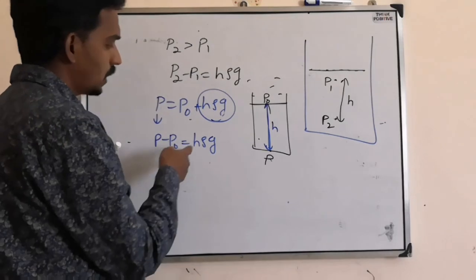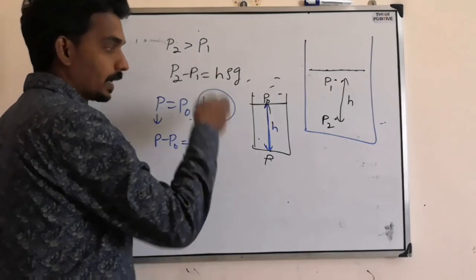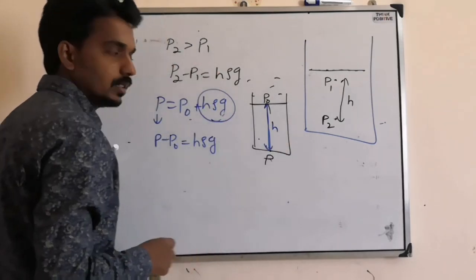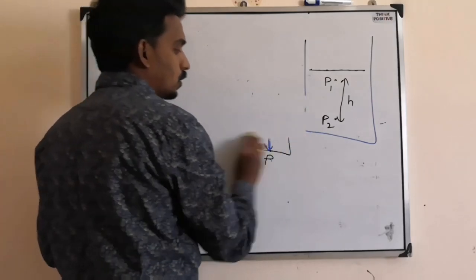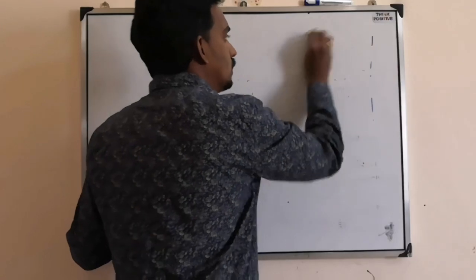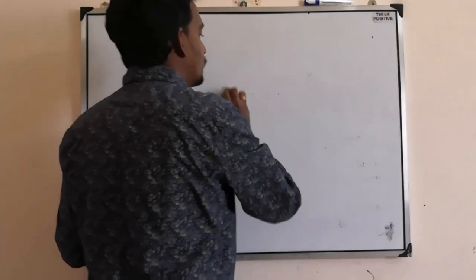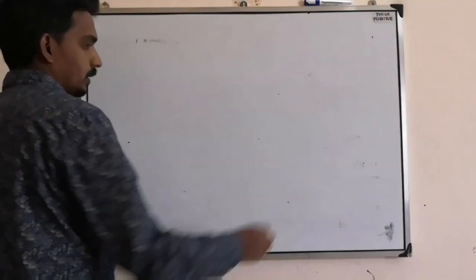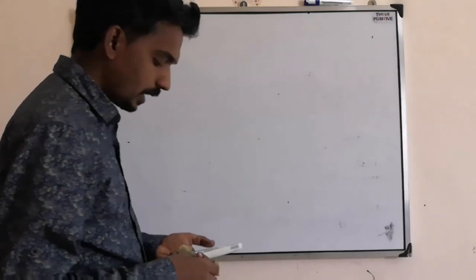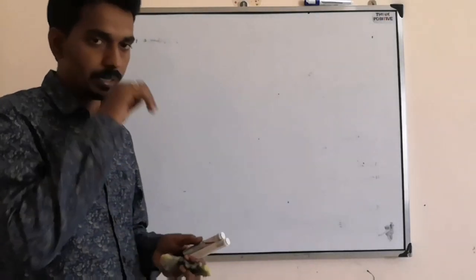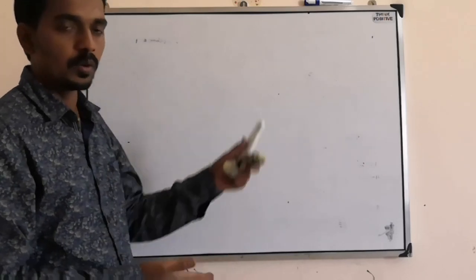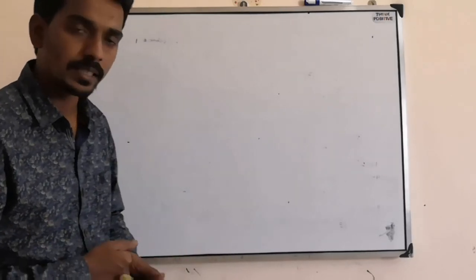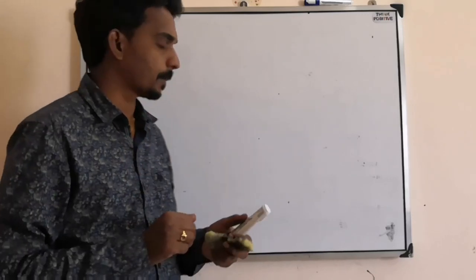So the gauge pressure depends only on what? Height, not on the size. So that way they can ask you the question based on the pressure at any depth inside the fluid, where pressure at any depth due to liquid depends upon height: h rho g. H is height, rho is density, g is acceleration due to gravity.